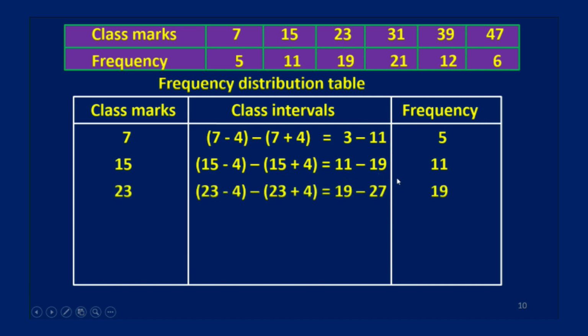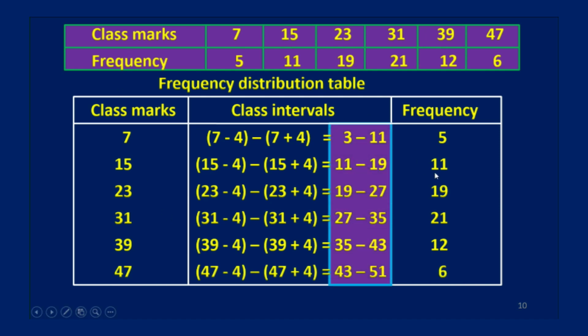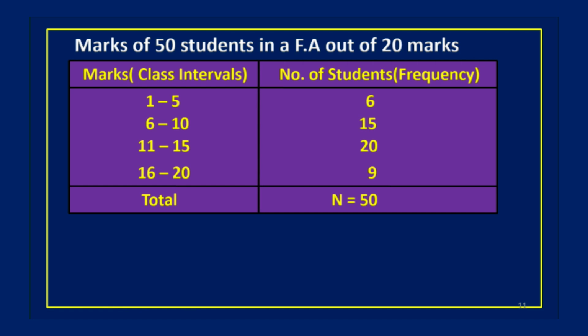Like this we will get the third class as 19 to 27, the fourth class as 27 to 35, the fifth class as 35 to 43 and the sixth class as 43 to 51. So children, what are you getting here? Yes, we are getting class intervals. In this question, class marks are given. We are finding class intervals. How to find the class intervals? Understood children? Yes.